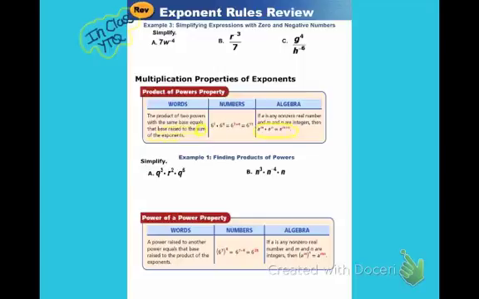So in general, when the two bases are the same and you're multiplying them, you simply have to add the exponents. Let's take a look at an example. So we're asked to simplify. So remember the key to what that property said was that we had to have the same base.